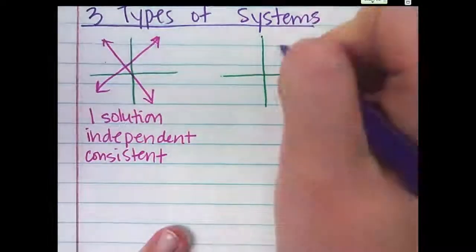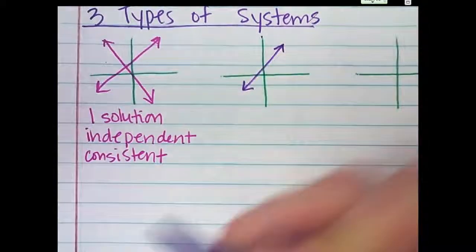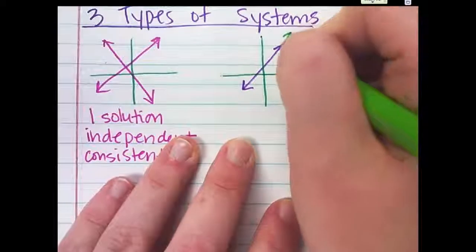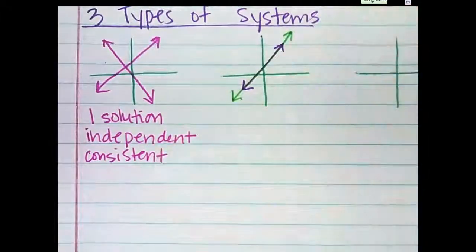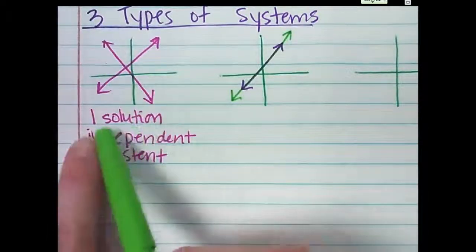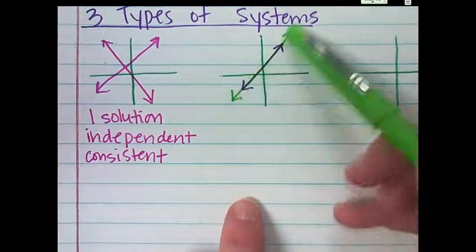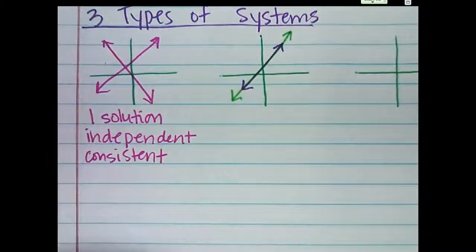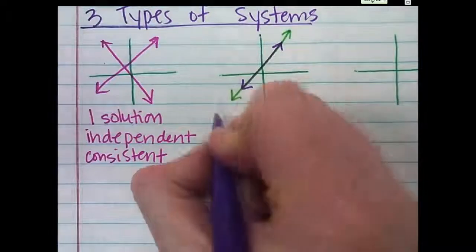The second one, I'm going to draw one here in purple. And then I'm going to draw a green one going over the purple one. So the first one here, they touched one time, there was one solution. How many times are these lines touching? Multiple times or infinite times. So this is infinite solutions.